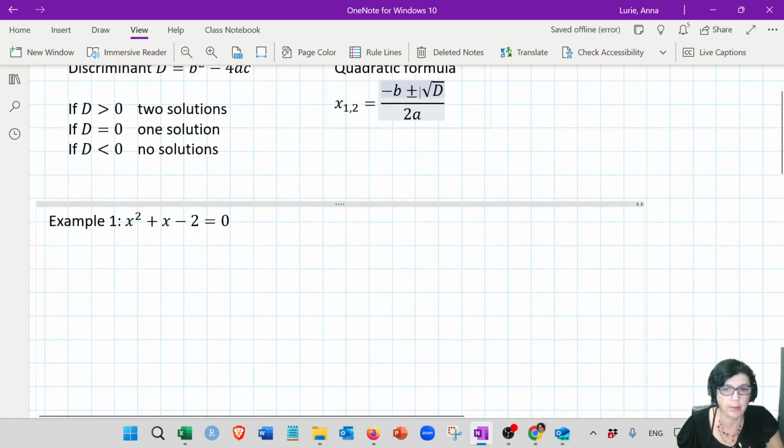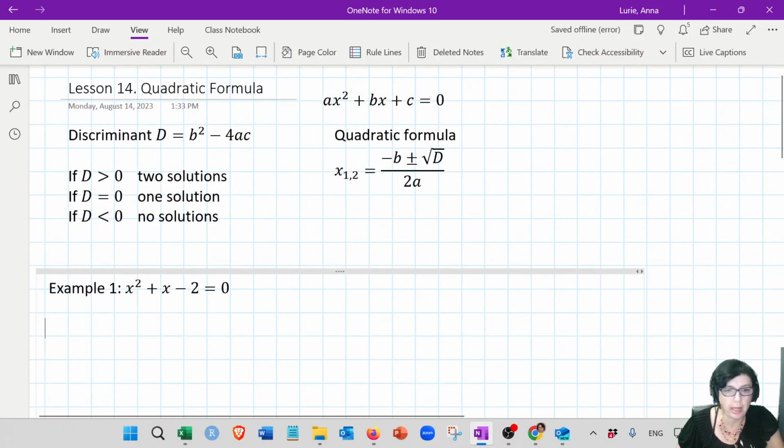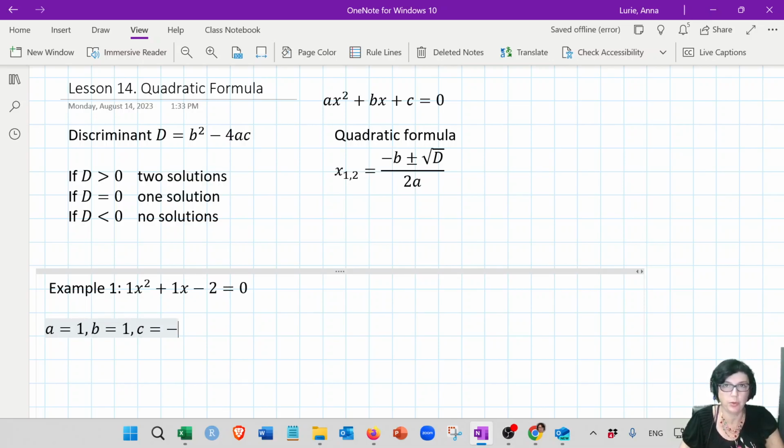The first example that I'm going to look at with you in this video is x squared plus x minus 2. First we have to identify what a, b, and c are in this equation. a is the number in front of x squared. Since there is no number in front of x squared, we can always stick a 1 in front of it. Then we have x, which also doesn't have a number in front of it, so again we just stick a 1 in. 1x is x. So for this example, a equals 1, b equals 1, and c equals negative 2.